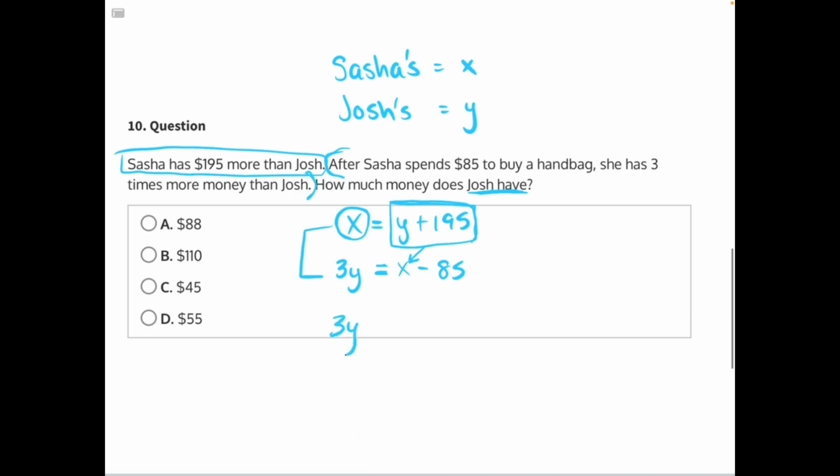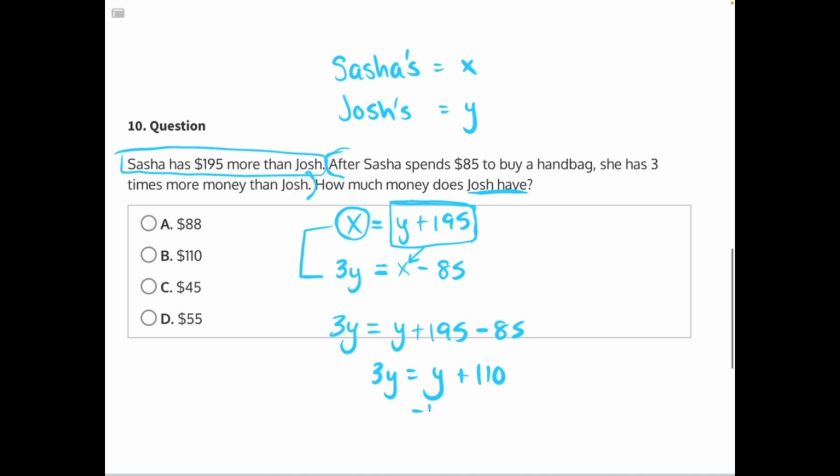We'll have 3y equals, instead of x, we're going to replace that, substitute it with y plus 195, and then bring down our minus 85. So now we have an equation that we can actually solve because we have like terms. So now let's start simplifying. Let's start with 195 minus 85 would give us 110. So 3y equals y plus 110.